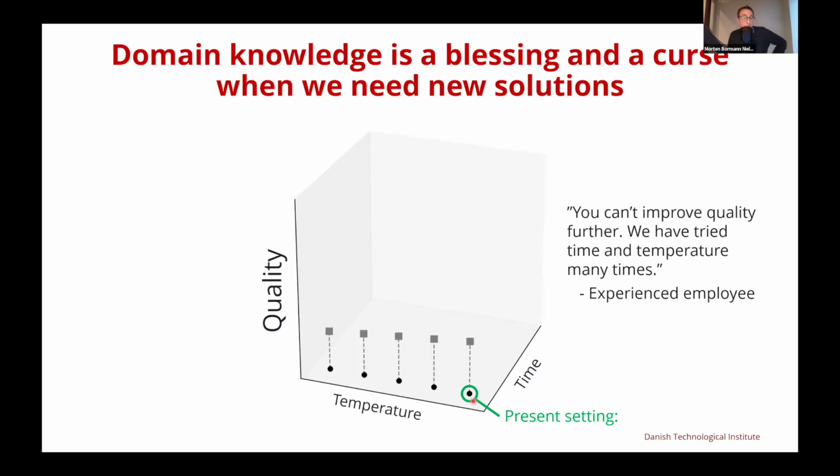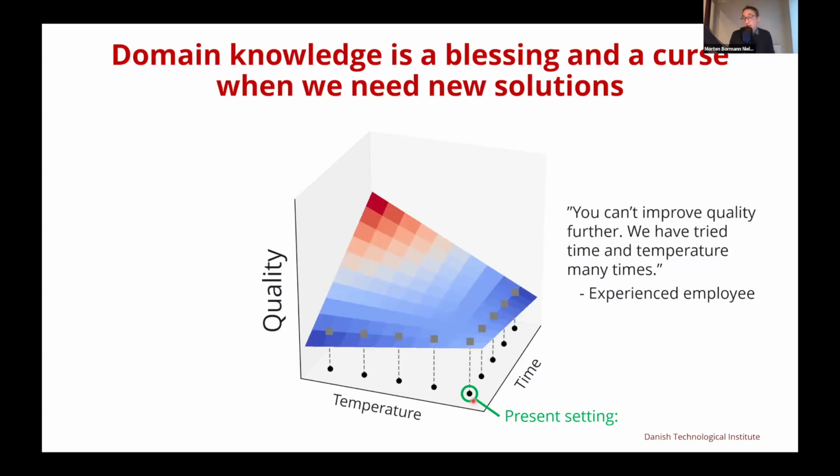And this person might even be able to dig up an old piece of paper where there's hand-drawn data points in a plot showing that they changed the temperature and quality actually went down a little bit. And they also changed time and quality didn't improve. So from their point of view, this experienced colleague has data to back up their claim. They think that they have investigated this in a data-driven manner.